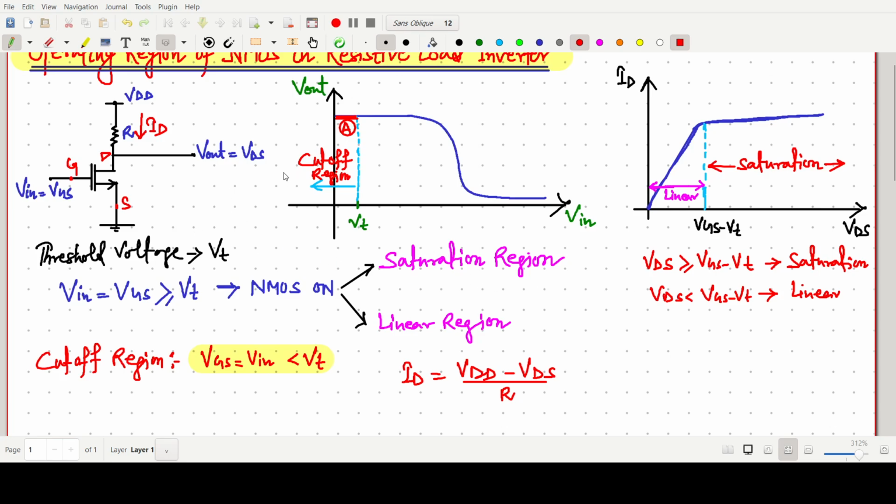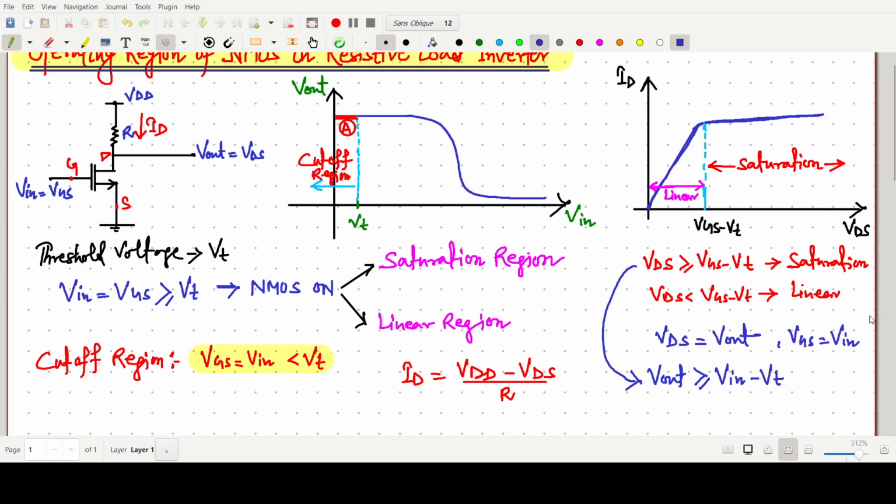So we have already written here that VDS is nothing but simply V output, and gate-to-source voltage is nothing but simply V in. Now if we consider the first condition for the NMOS in the saturation region, VDS, instead of VDS we can write V output, greater than or equal to VGS, which is nothing but simply V in minus Vt. So this is the condition for the saturation region.